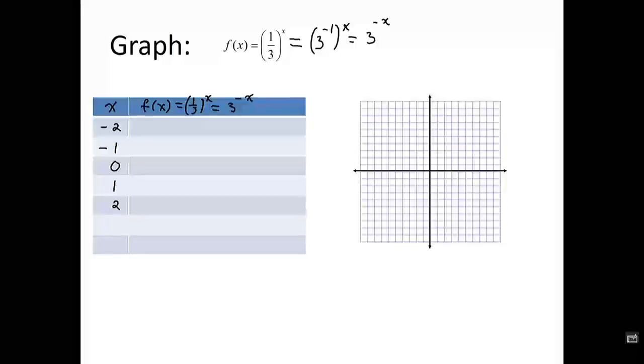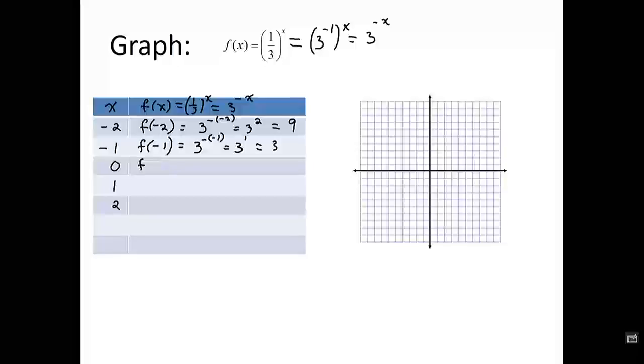So in the first case, when x is negative 2, I want to find f of negative 2. F of negative 2 is going to be 3 to the minus negative 2, which is 3 squared, which is 9. When x is negative 1, I need to now evaluate the function at negative 1. So f of negative 1 is going to be 3 to the minus negative 1, which is just 3. Okay?